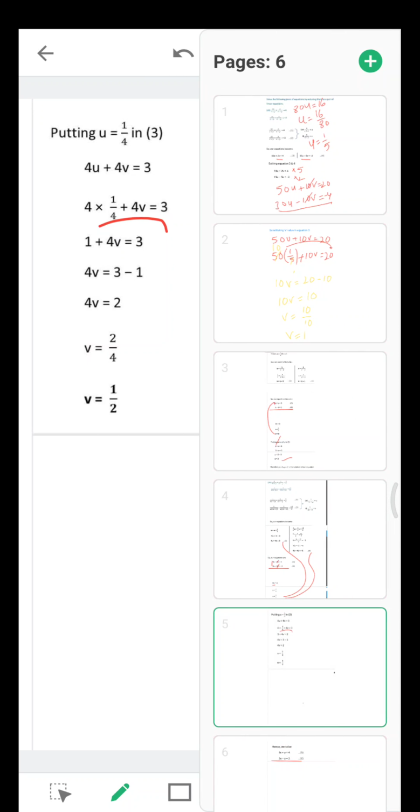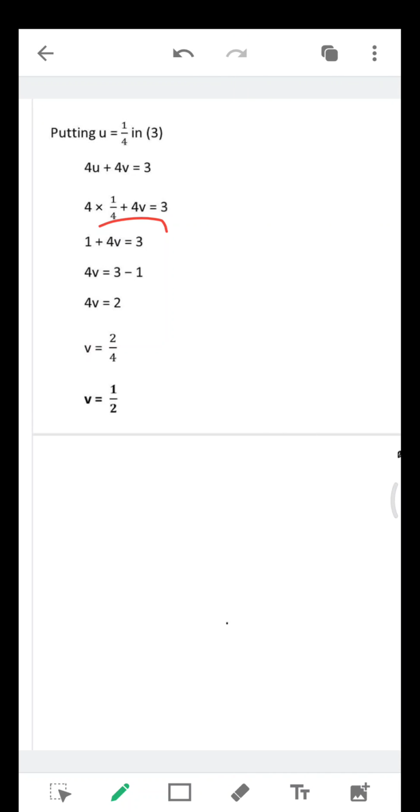So finally we have got u and v, both the values. Our u value is 1 by 4 and our v value is 1 by 2. We'll put these u and v values back in our assumed cases. So what was our assumption? We'll substitute these u and v values in our assumptions.